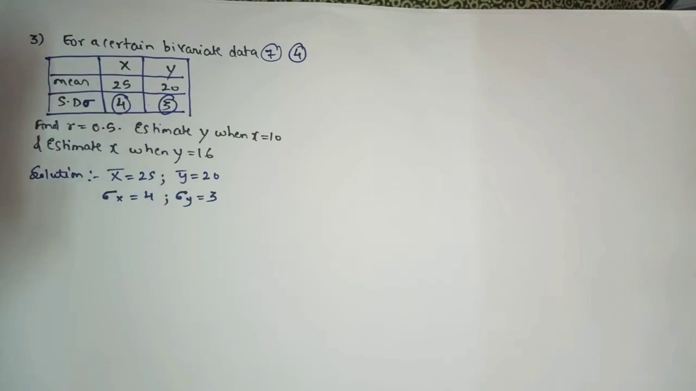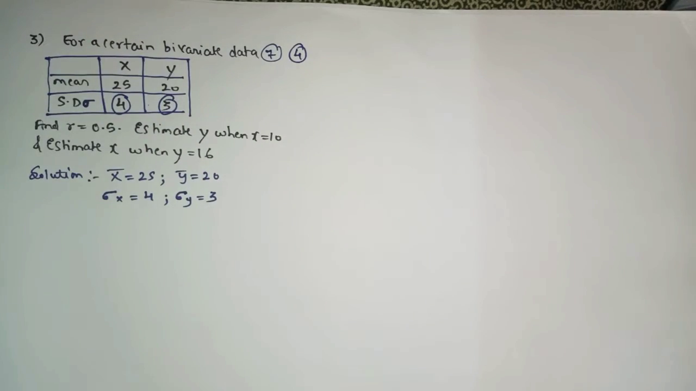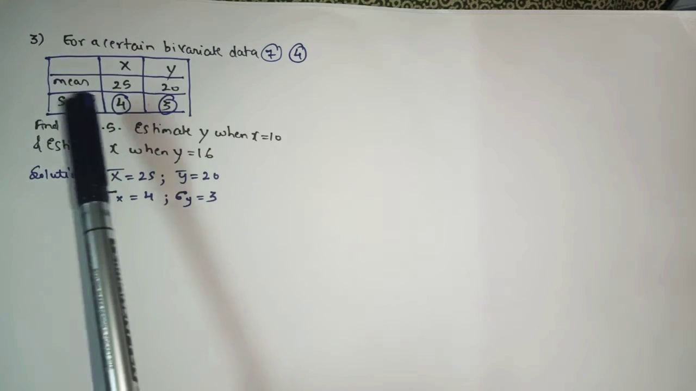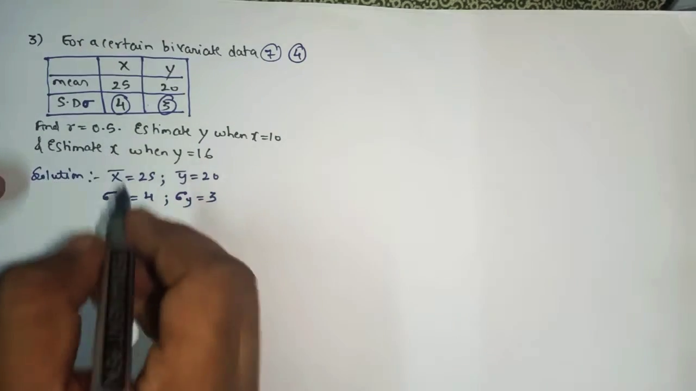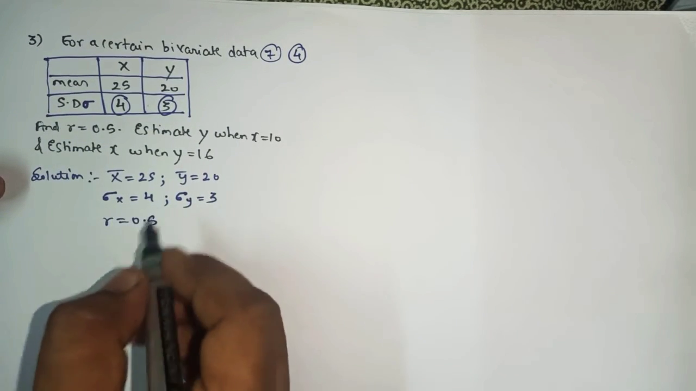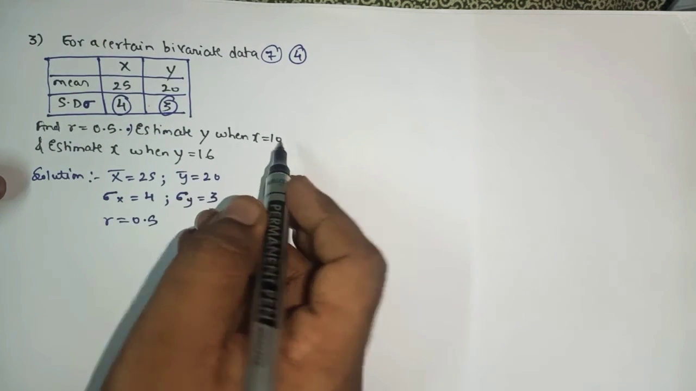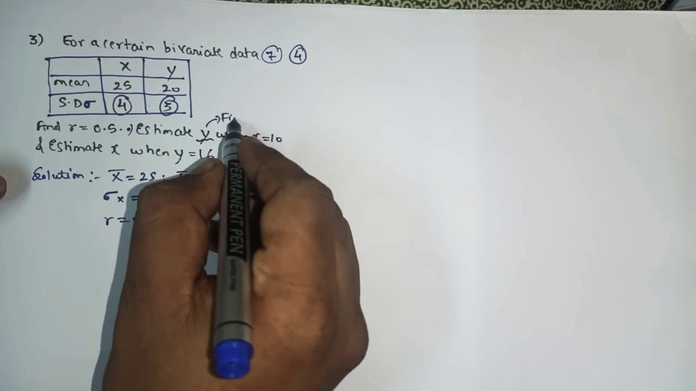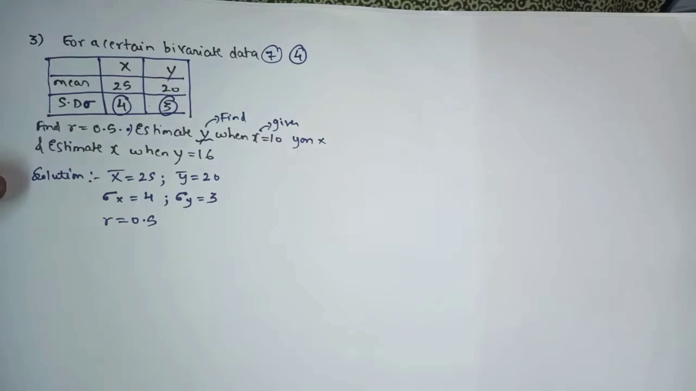So in this way, first look at the box and convert it into symbolic form. Mean means x mean and y mean, and standard deviation means this symbol. So the standard deviation of x is 4 and the standard deviation of y is 3. And here we have one more value, r equals 0.5. The first thing we have to find is to estimate y when x equals 10. Estimate y means y we have to find, x is given, which means y on x.